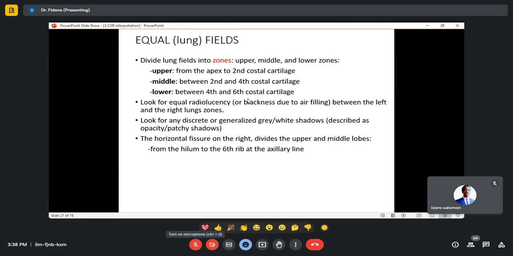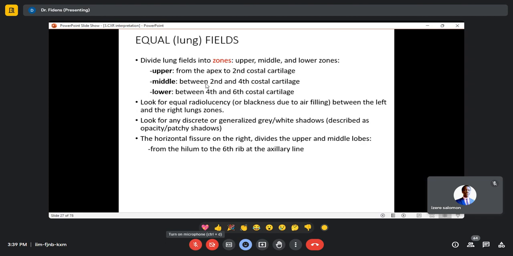So that's how we divide now. When you are describing any lesion, any opacity, you can say the opacity is in the right middle zone, or left middle zone, instead of talking about lobes. Because remember, on chest radiograph, because it's a 2D image, some lobes are superimposed, like the lower lobes are always superimposed with the middle lobe posteriorly. That's why in description we use upper zone, middle zone, and lower zone. So you have to remember this very well.